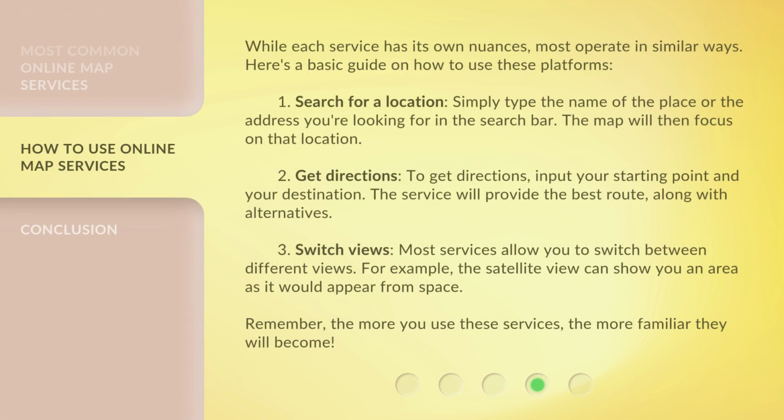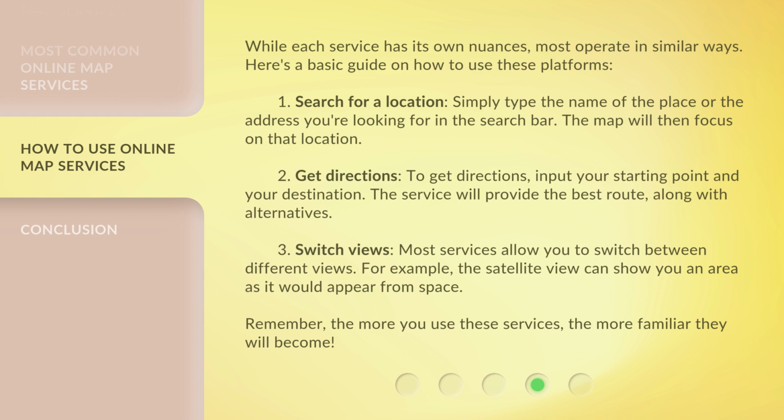While each service has its own nuances, most operate in similar ways. Here's a basic guide on how to use these platforms. 1. Search for a location. Simply type the name of the place or the address you're looking for in the search bar. The map will then focus on that location.